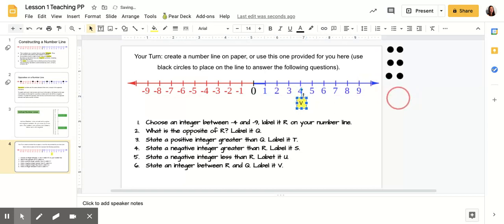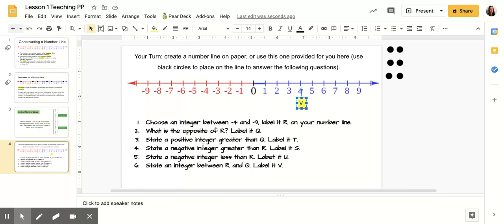All right, so what you're going to do is go through these 6 questions. So number 1, it says to choose an integer between -4 and -9, and you're going to label it R on your number line. So you're going to look to see, okay, where would between -4 and -9 be, and again, you can grab the dot, label it with a text box, and then you'll keep going. So then what is the opposite of R? You're going to label it Q. Now your answer could be different than somebody else's answer here because there's going to be multiple answers possible.